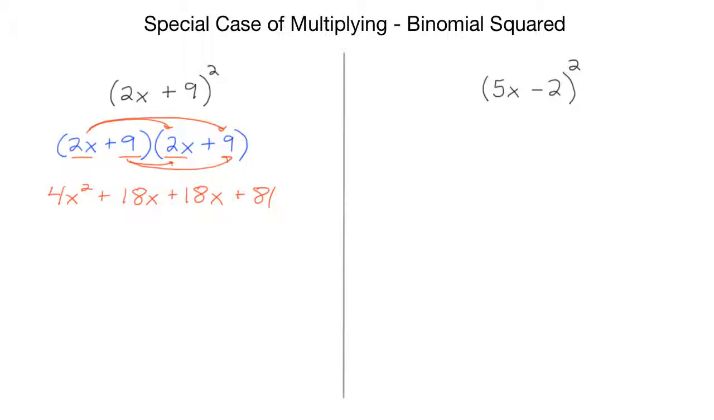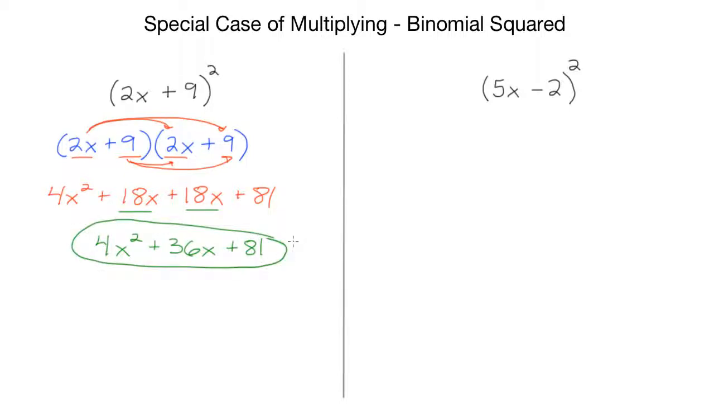For my final result, I want to look to see if there are any like terms, and I'm seeing 18x plus 18x. I can combine those to make 4x squared plus 36x plus 81. And we are done. We've successfully squared our binomial.